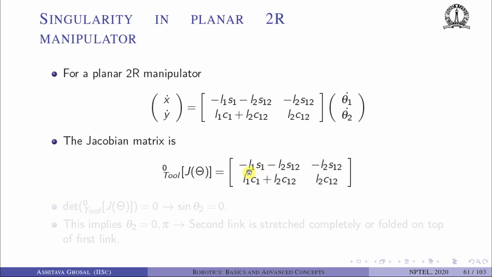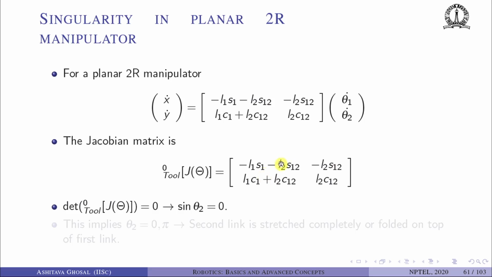So the first element is minus L1 S1 minus L2 S12. The second element is minus L2 S12. The second row first element is L1 C1 plus L2 C12, and second element is L2 C12. C12 stands for cosine of theta 1 plus theta 2. S12 stands for sine of theta 1 plus theta 2, and S1 and S2 and so on are the sine and cosine of the angles.